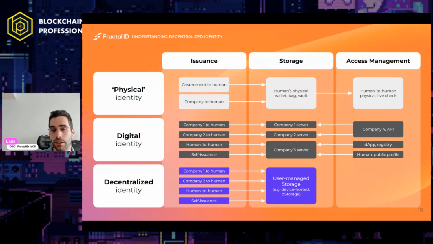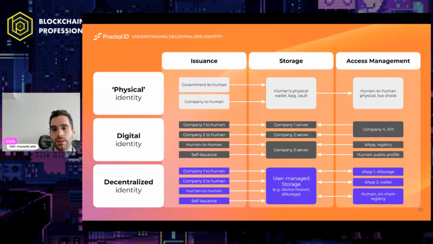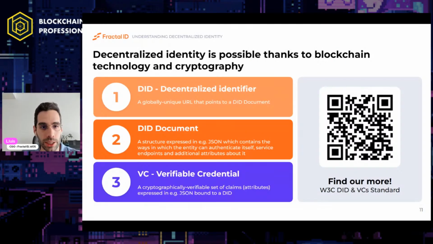When it comes to storage, the whole idea of decentralized identity is that the user manages that. It's either on the devices of the user, your phone, your laptop, or it's in some sort of decentralized storage. And finally, when it comes to access management, you have different ways to make that work, but all of them are ways where the user is at the center, which means the user decides who to share the data with. That's just an explanation of what decentralized identity is and why it's important, why it's a very big topic, and what are the complexities behind it. It's what I wanted to explain a little bit before I get into details of what comes next, so everyone is on the same page.